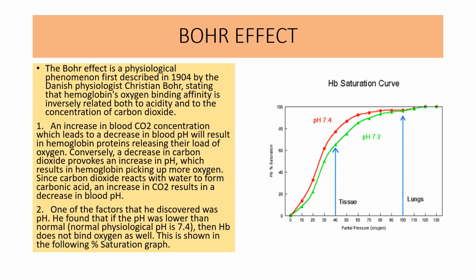One of the factors that he discovered was pH. He found that if the pH was lowered than the normal value of 7.4, meaning it is less than 7.4, then hemoglobin does not bind oxygen as well. This is shown in the following percentage saturation graph. So this is the hemoglobin saturation curve.